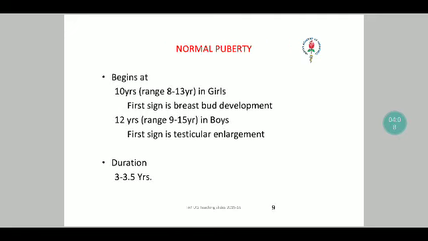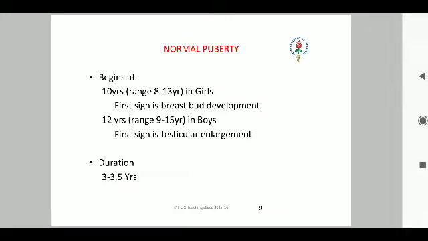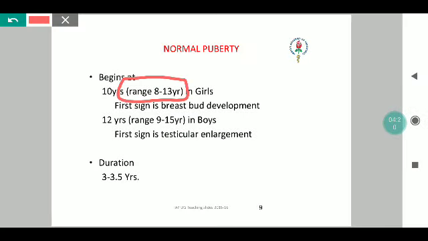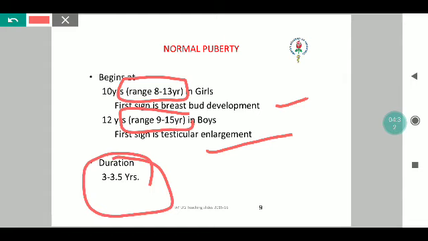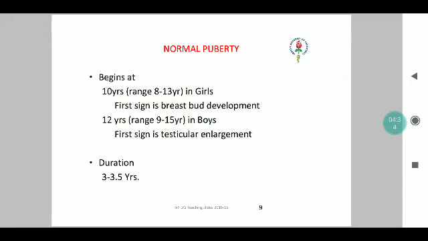of puberty. If you come to normal puberty, it begins at 10 years in girls and 12 years in boys. If you consider the range, in girls it is from a range of 8 to 13 years, and in boys between 9 to 15 years is a range. The first sign of puberty in girls is breast bud development, and the first sign in boys is testicular enlargement, and the mean duration of puberty in both boys and girls is 3 to 3.5 years.